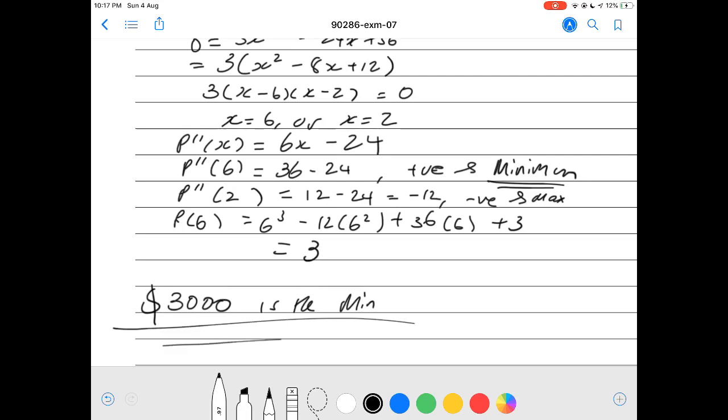So therefore you'll leave your answer as $3,000 as the minimum as your final answer. Just be very careful with the wording of the question. Alright, so for the next question, I'm going to be covering one last example of a maximum and minimum question.